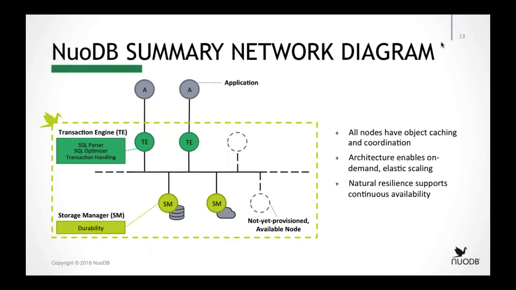And the application can connect to any one transaction engine. What that means is there's no single node that all applications have to connect through. The application can connect to any one of the transaction engines and start processing and getting data. Because it looks like a single logical database, connecting to any one of the transaction engines, the application has access to all of the data. It's not limited to a shard or a partition of the data. The application has access to the entire data set that is stored within the database.